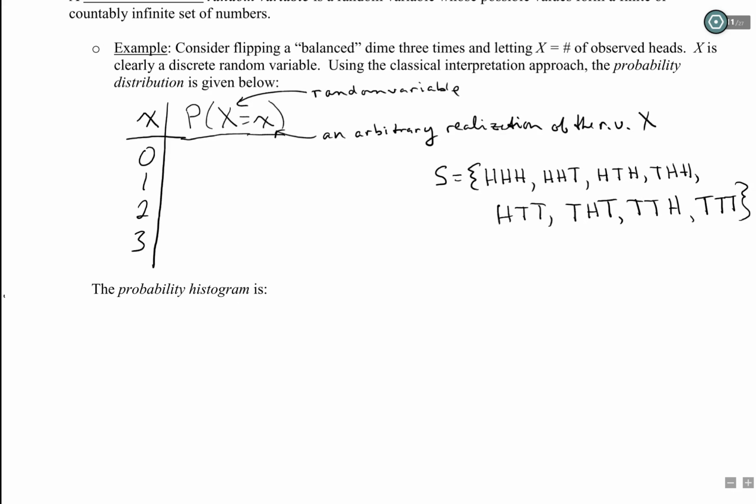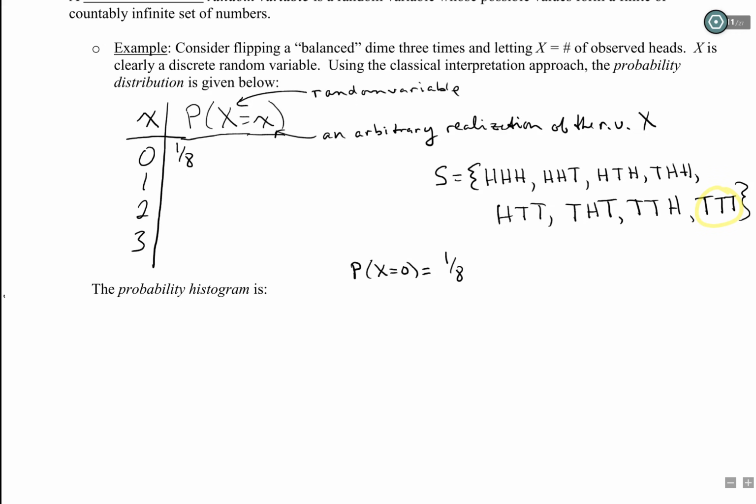So there are 8 outcomes in there, and those outcomes are equally likely. If I use the classical interpretation approach, which is reasonable here, what's the probability that X is 0? That means I'm going to see 0 heads. How many ways can that happen? Only in the outcome with 3 tails. So there's 1 out of 8 ways for that to occur.